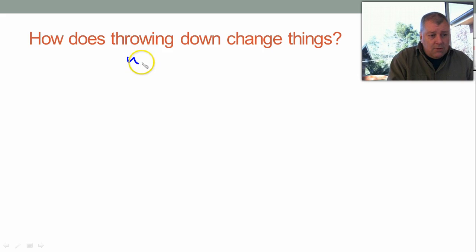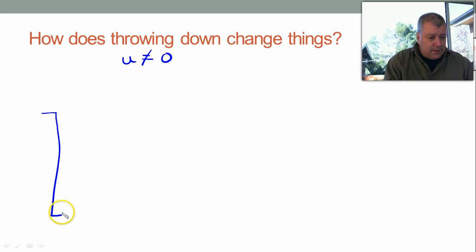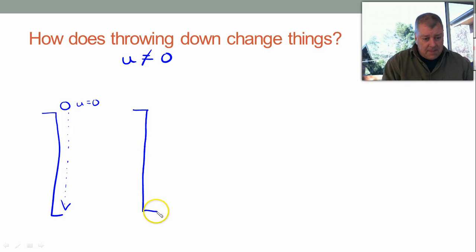It means that u does not equal 0, and that changes things because we need to approach it slightly differently. In the previous section we just dropped things, so u is equal to 0 and the object fell like so, but in this case we're going to throw things down so they have a value of u.